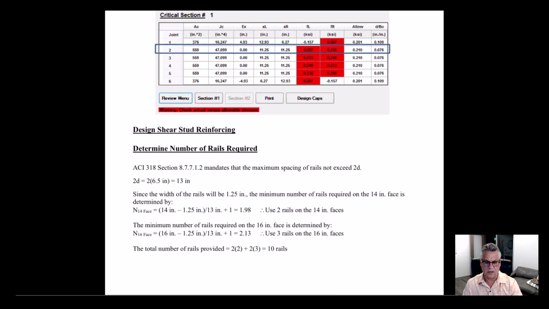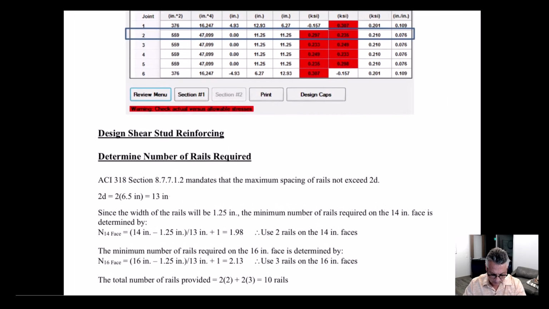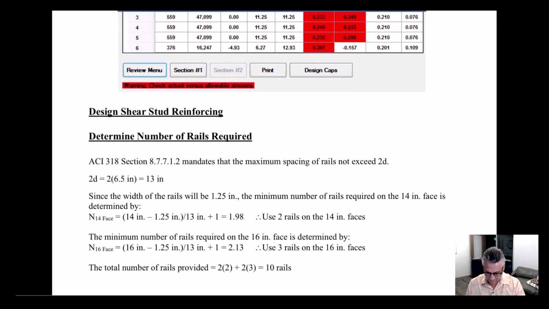Now to the exciting part, to the shear stud design. Okay. ACI says that if you're going to use shear studs, headed shear studs, the spacing of the rails shall not exceed 2 times d. So center line, they can't exceed 13 inches. Well, we've got a 14 inch column in one direction. So doing some simple calculations, subtracting the 1.25 width of the rail, dividing by the maximum spacing and adding one, we need two rails on the 14 inch face to satisfy that requirement of the code.